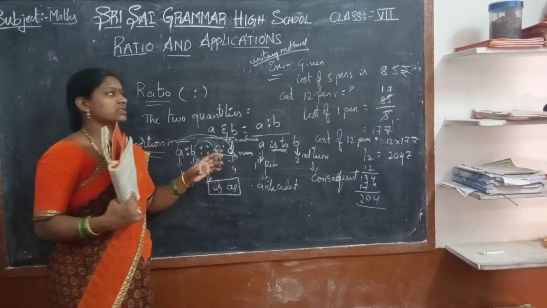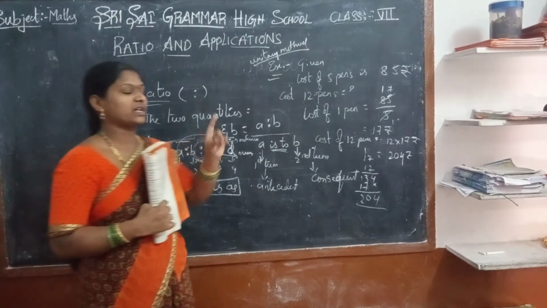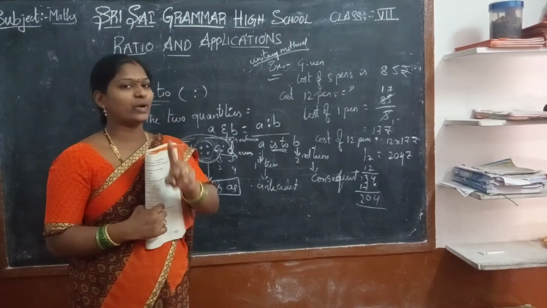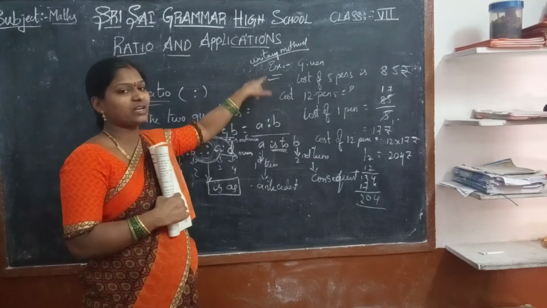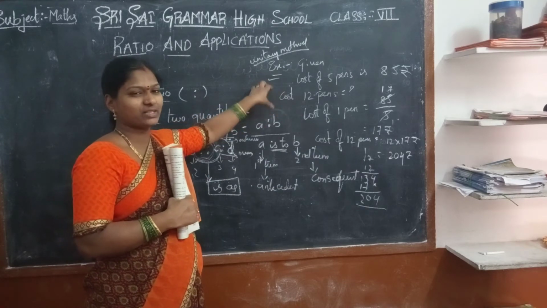Understood? This is the unitary method. That is, we are going to calculate for 1 unit. It is nothing but the unitary method, and this is an example of how to find it.